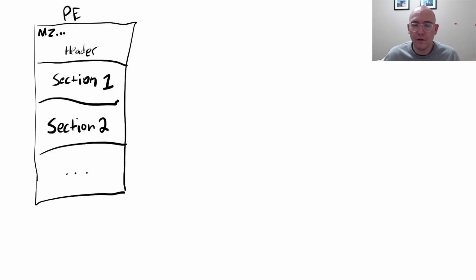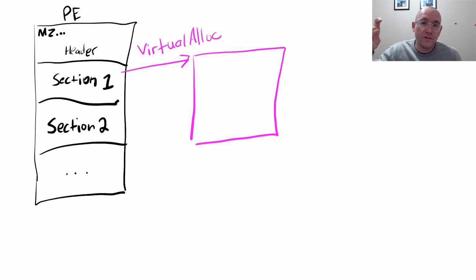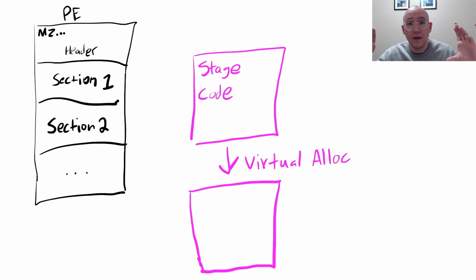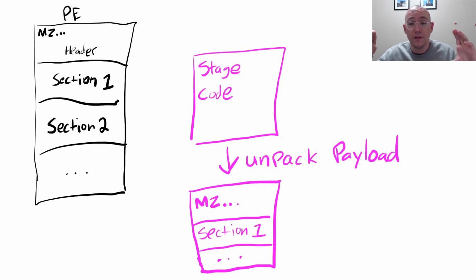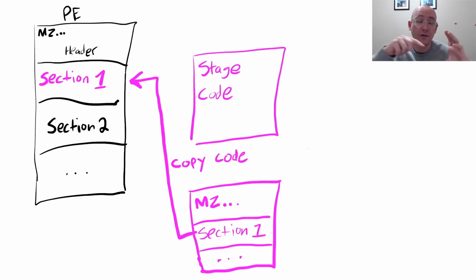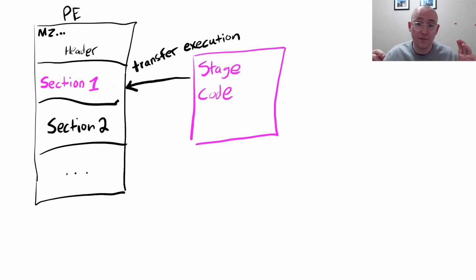And then the third and probably most common way is a section overwrite, where they unpack a small stub of code into memory, transfer execution to it, then they change the permissions on the sections of the PE file of their process, and they write code into those sections and then transfer execution back to the sections in their PE file. And that's the type of injection that we're going to be talking about today.